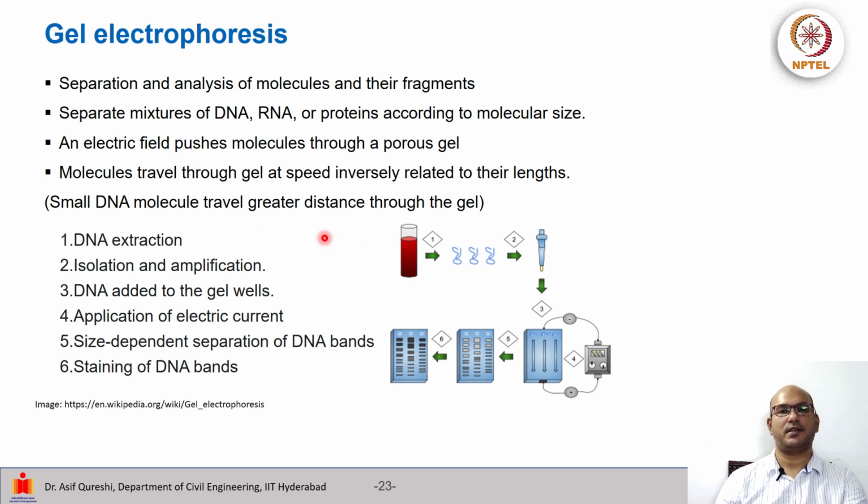So this is the process. First we have the DNA extraction, then we have the isolation and amplification of this, then the isolated and amplified DNA is added to the gel wells somewhere here, and then an electric current is applied. Then we have the size dependent separation of the DNA bands. This is followed by the staining of DNA bands, and then we can characterize the DNA.